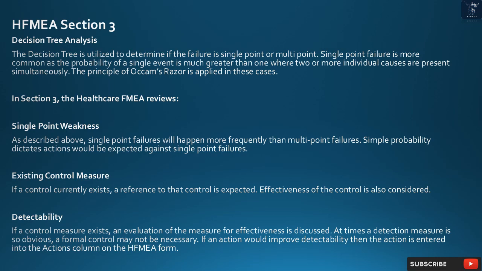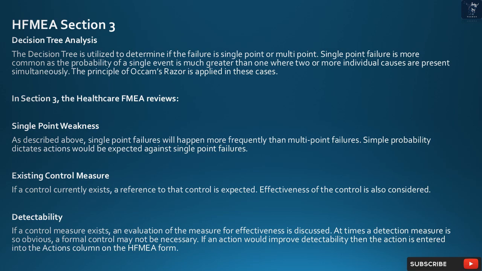Single-point weakness. As described above, single-point failures will happen more frequently than multi-point failures. Simple probability dictates actions would be expected against single-point failures. Existing control measure. If a control currently exists, a reference to that control is expected. Effectiveness of the control is also considered.